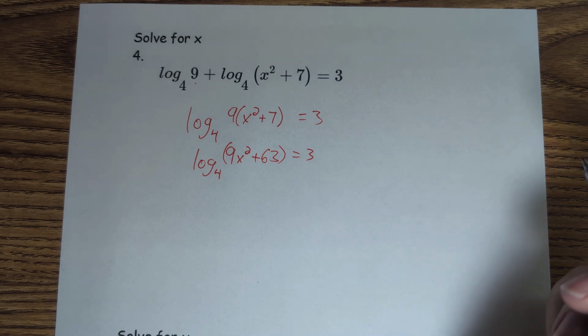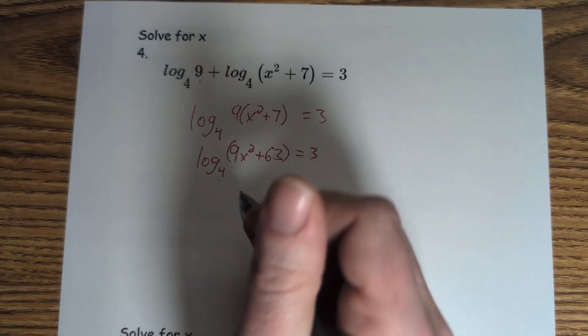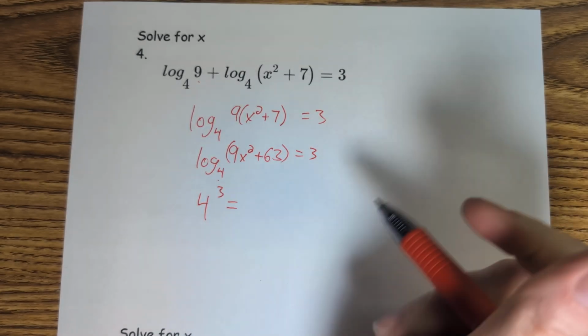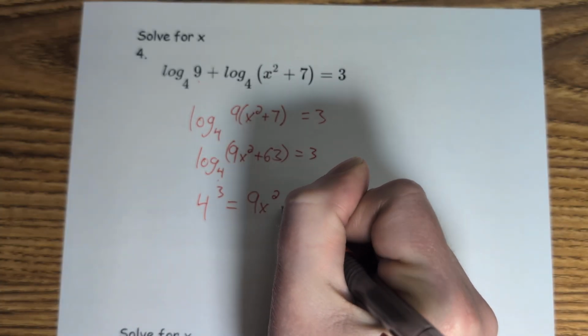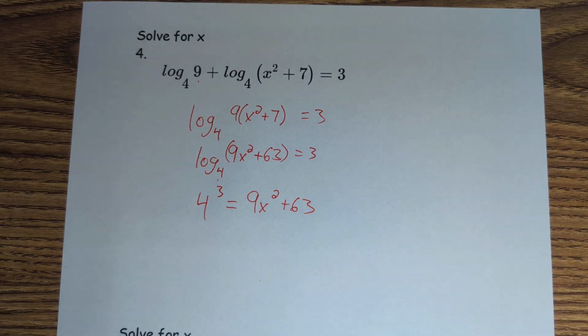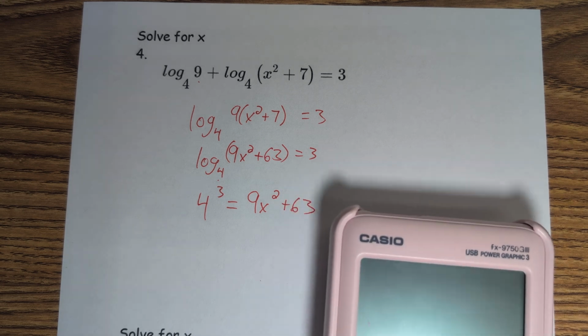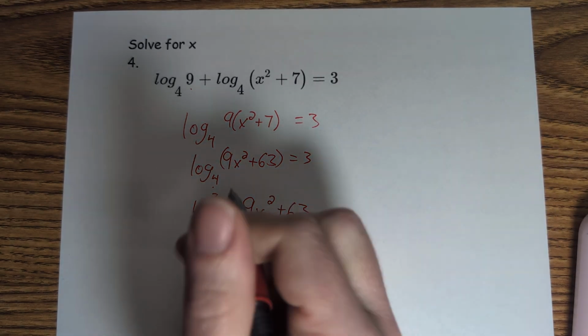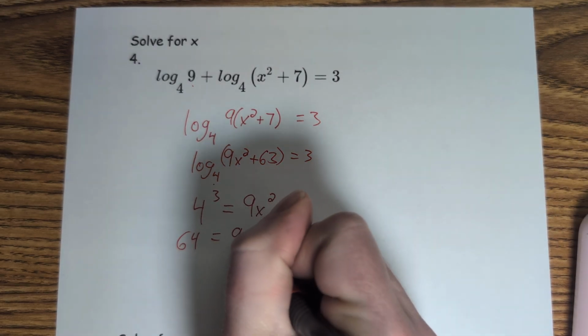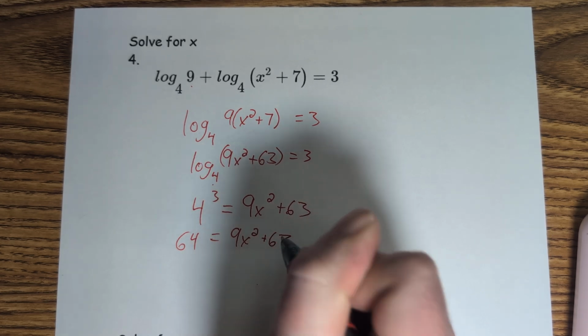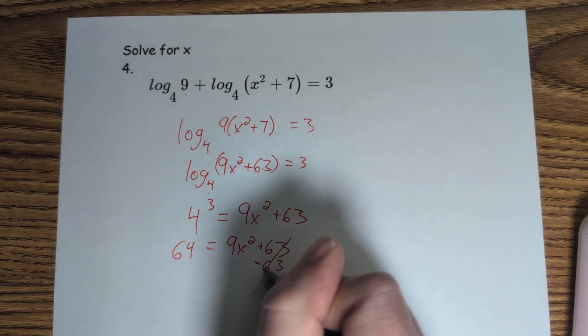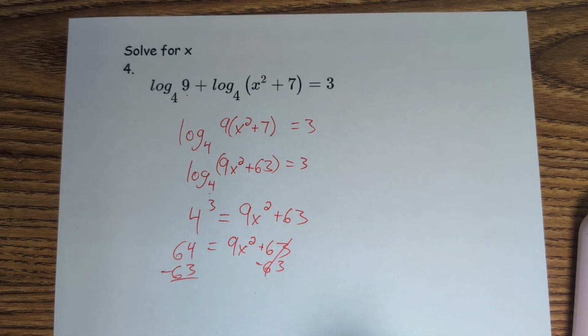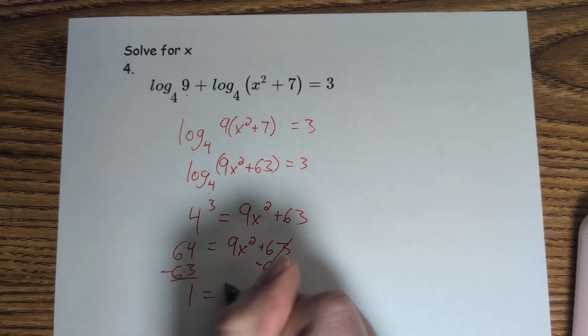Okay, time to turn it into an equation. 4 to the 3rd power equals the argument, 9x squared plus 63. In this scenario, I'm feeling a little on the lazy side. It's fine to use your calculator if you've got it. So 4 to the 3rd power is 64, which means when I subtract the 63 from both sides, because that's what I have to do next, right? Then I get 1.